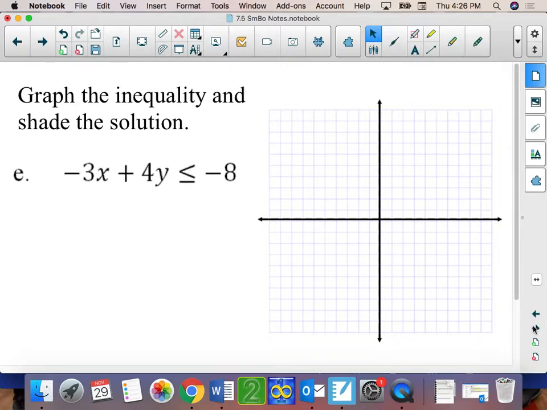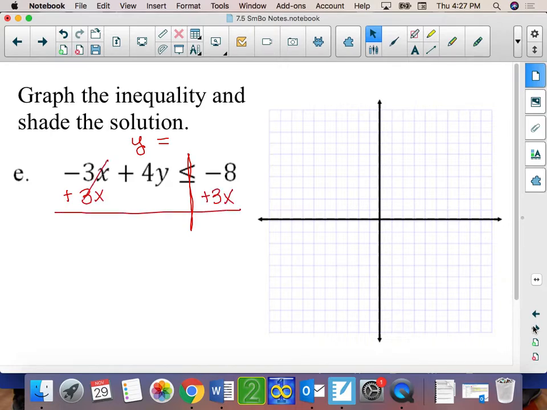Now, this example, recall this is in standard form. And so mostly what most of you are doing when it's in standard form is you're getting it in slope-intercept form, which means you're getting it in this y equals form. And so that's what we're going to do. So we're going to solve this for y by adding 3x on both sides.